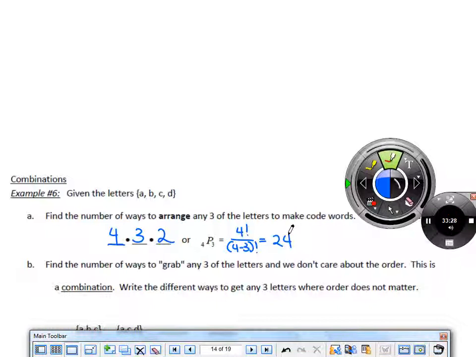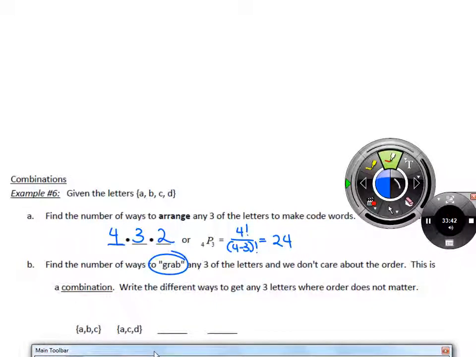Okay? So what they're doing by saying, what if we just want to grab any 3 of them, is they're taking away the order aspect. We're still picking a group of 3 out of 4, but the order no longer matters. Okay? So when we think about this, if we're just going to pick a group, we could have the group A, B, C, okay? A, C, D. What other groups of 3 could we grab? A, B, D? B, C, D? Anything else?